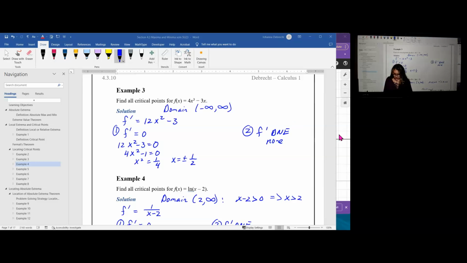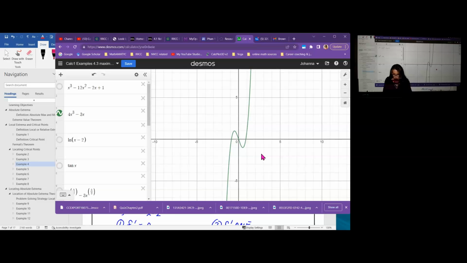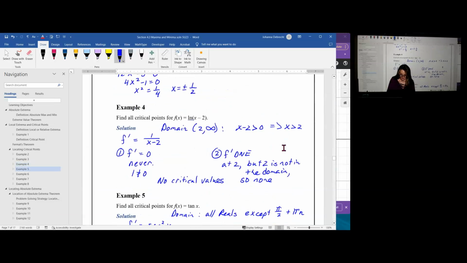Let's look at the graph to see if they are. When you look at the graph, you can tell that in fact we do have both a local maximum at negative 1/2 and a local minimum at positive 1/2. Let's take a look now at the next example, number 4.